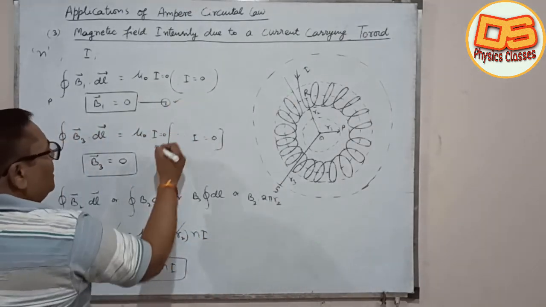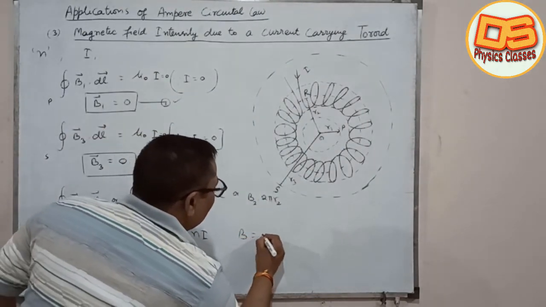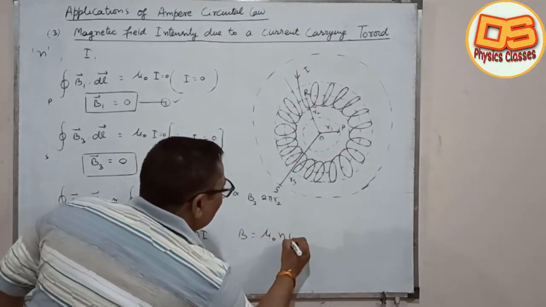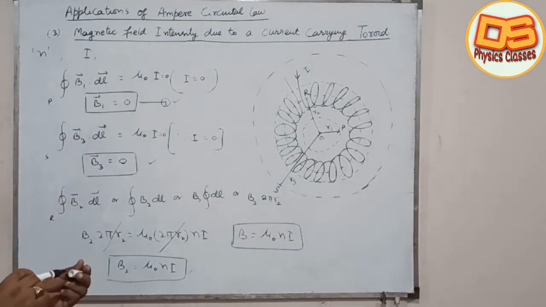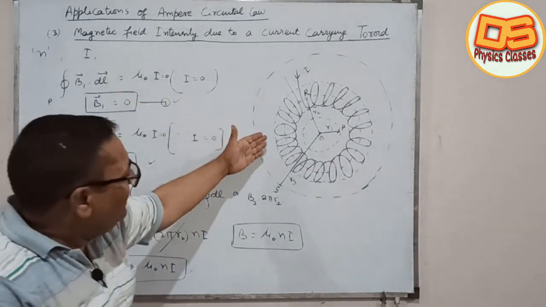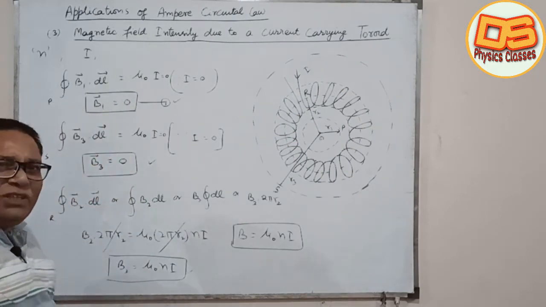The reason: this is 0, this is 0, and this value is mu 0 n I. So the magnetic field intensity inside the toroid is B equal to mu 0 n I. Outside, and inside this gap, the magnetic field intensity is 0.